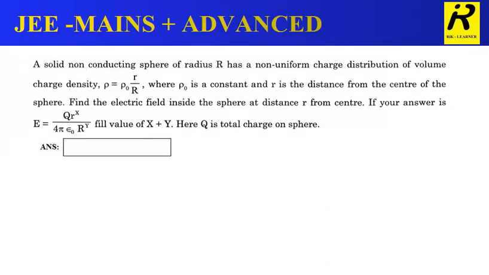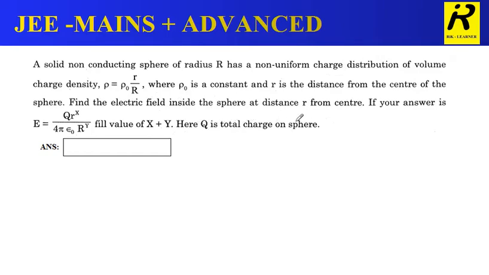A solid non-conducting sphere of radius R has a non-uniform charge distribution of volume charge density rho equals rho naught r by R, where rho naught is constant and r is the distance from the center of the sphere. Find the electric field inside the sphere at distance r from the center. If your answer is this much, fill the value x plus y.